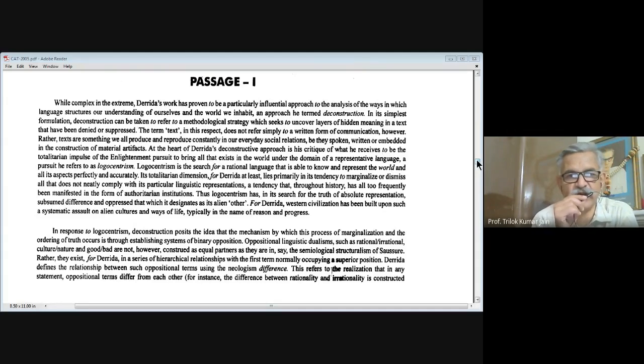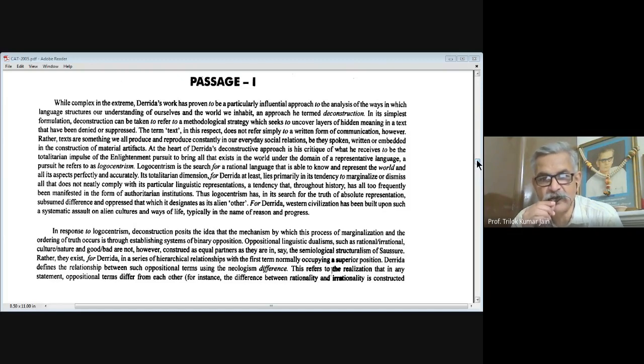Logocentrism is the search for a rational language that is able to know and represent the world and all its aspects perfectly and accurately. Its totalitarian dimensions for Derrida, at least, lie primarily in its tendency to marginalize or dismiss all that does not neatly comply with its particular linguistic representations, a tendency that throughout history has all too frequently been manifested in the form of authoritarian institutions. Thus, logocentrism has, in its search for the truth of absolute representation, subsumed difference and oppressed that which it designates as alien or other.